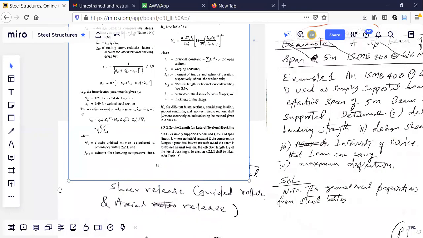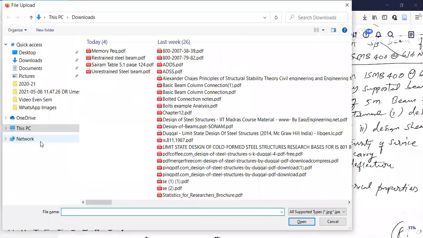Still 15 minutes are there. All of you type your names there. In the meanwhile, I will download that simple beam design, whatever I told you, 5 meter or 4.5, whatever. I'll download and I'll show it. Restrained, unrestrained steel beam. How many pages are there? I'll need to check now whether all pages are there or not.